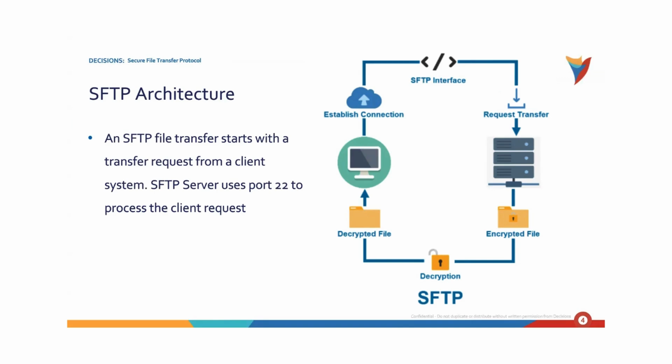Now, this establishes a connection with the SFTP interface as shown in the diagram, and it requests the transfer of files from the SFTP server. The files that are being transferred over the network are encrypted using secure shell algorithms like DSA, RSA, etc. And finally, the decrypted file reaches the client system.